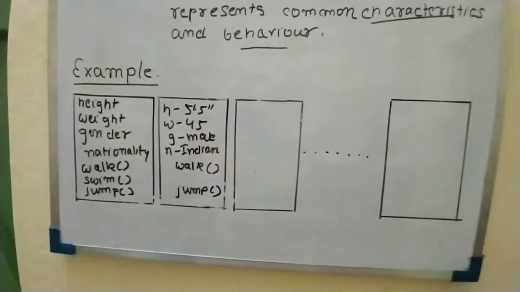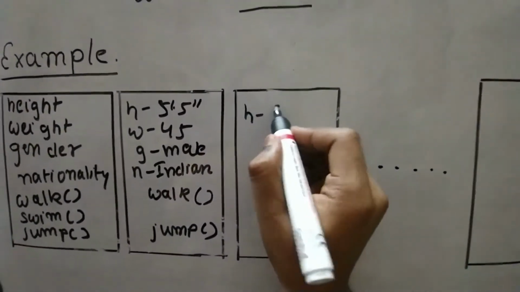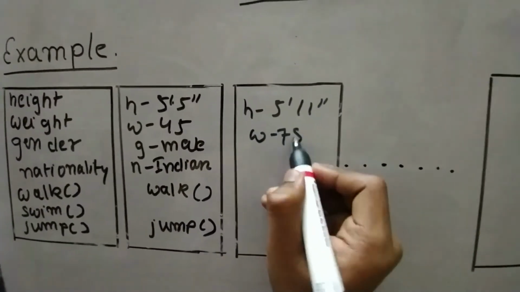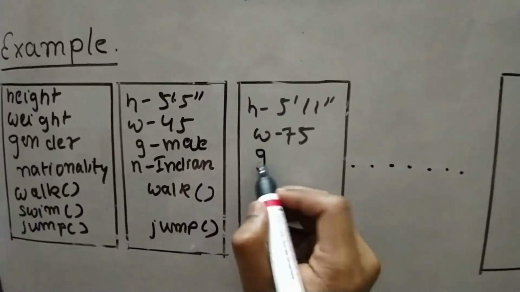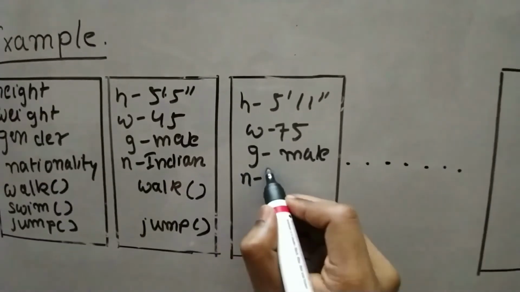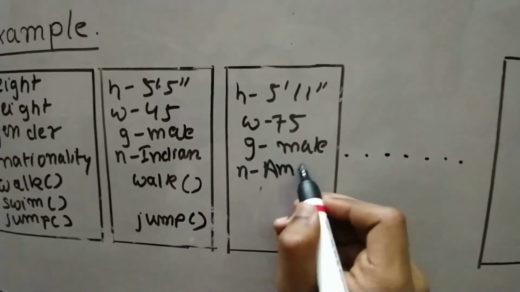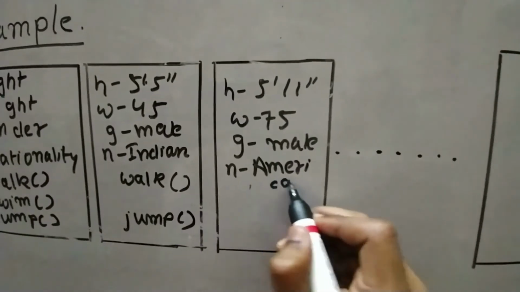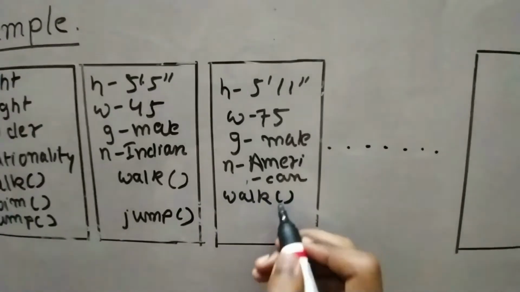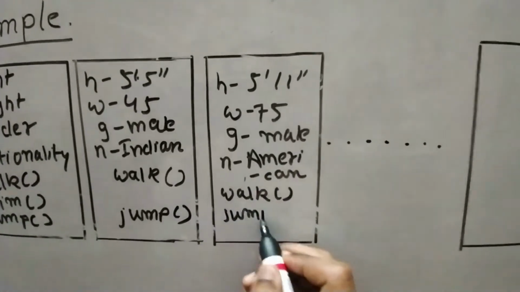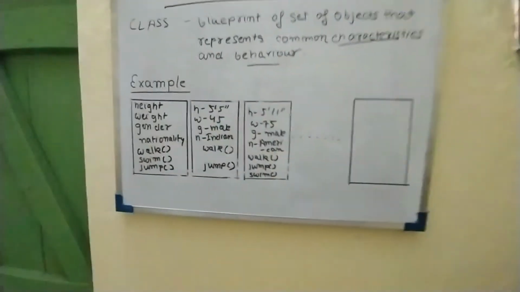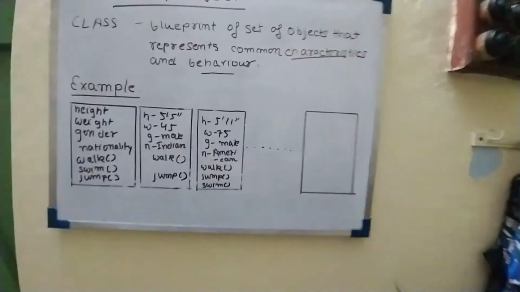And I have another person whose height is 5 feet 11 inches. His weight is 75 kg. His gender is male and his nationality is American. And he can walk, he can jump, and he can swim as well. He can walk, he can jump, he can swim.